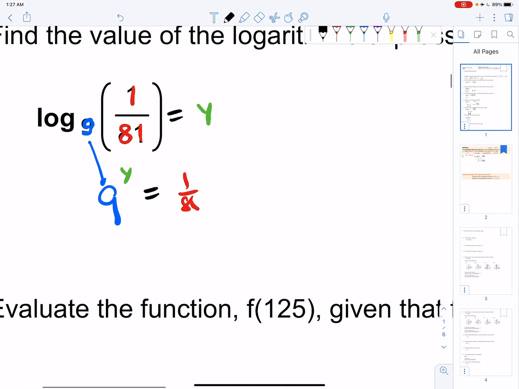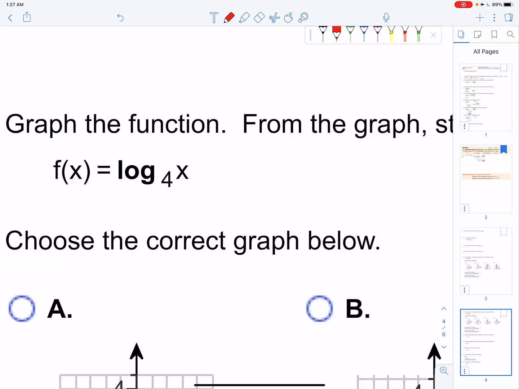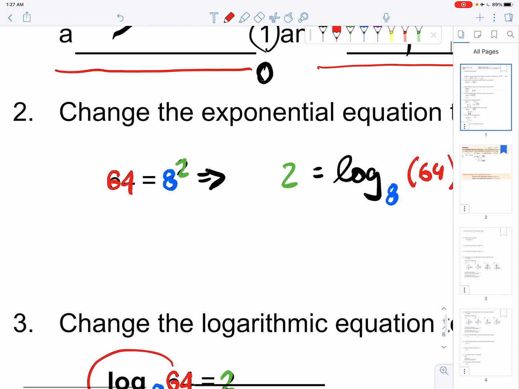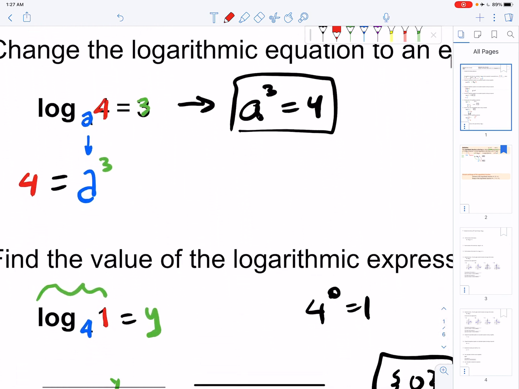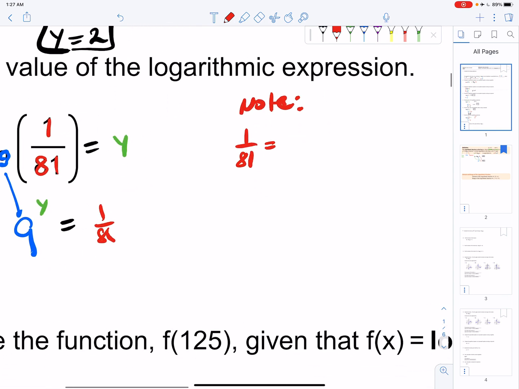Now, let's take a note over here, 1 over 81. Well, that equals, whoa, what the heck was that? Okay. Don't know what happened. I think my sleeve or something hit that.